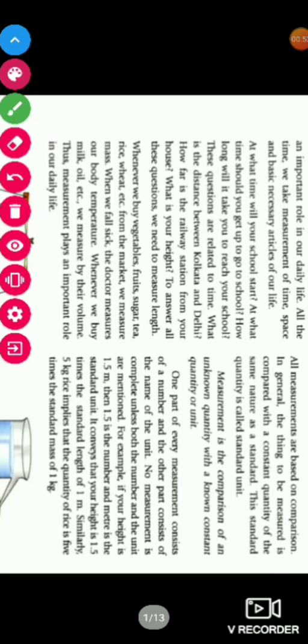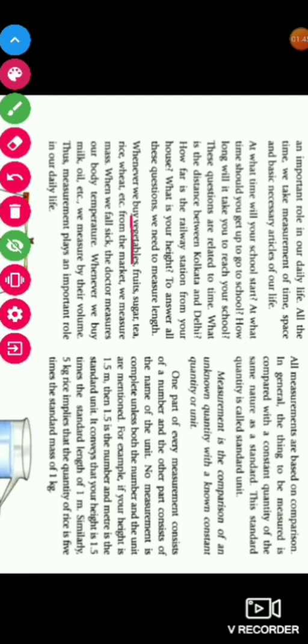At what time will your school start? Tell me what we are measuring right now by answering this question. At what time will your school start? So here we are measuring time. At what time should you get up to go to school? Same, time. How long will it take you to reach your school? Here we are measuring time. These questions are related to time. So what is the distance?